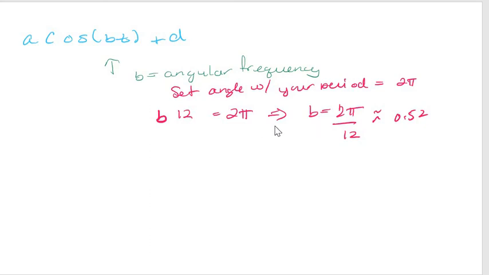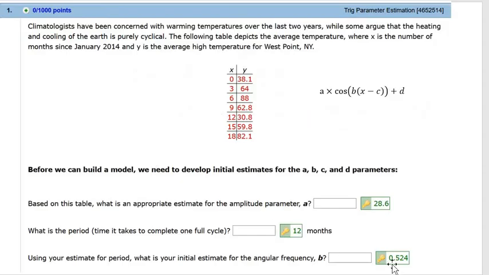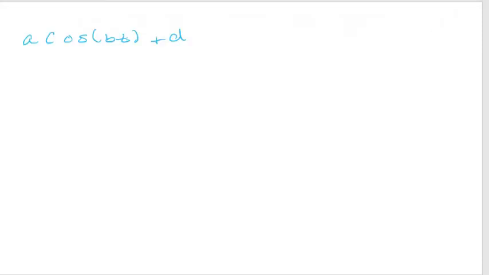So B, because the actual cosine that you learn about in high school, its period is 2 pi. So you want the inside part, your period, to be 2 pi. And so you're actually solving for what value of b would make that happen. And so when you do that algebra, I got 0.52. And so go back here and you see I got 0.524. I guess I should have rounded it a tiny bit more. All right, so that gives us b.